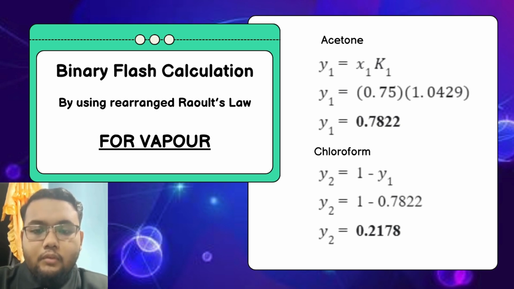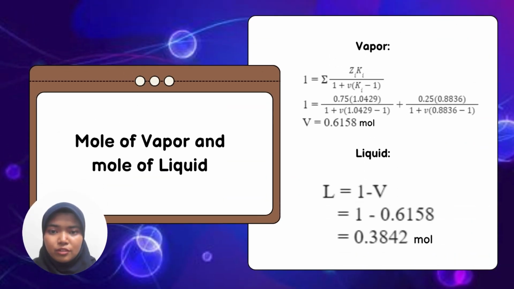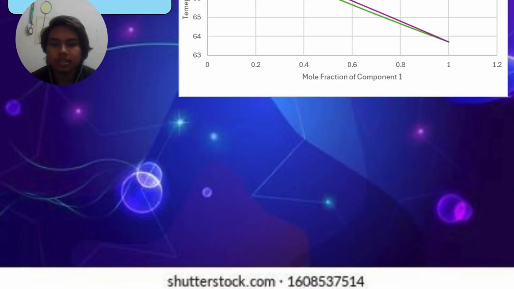And for the chloroform, the formula is Y2 equal to 1 minus Y1. So the value of Y2 is 0.2178 mole of chloroform. Next, we must find the mole of vapor and mole of liquid. For the vapor, we use the formula 1 equal to the sum of ZiKi over 1 plus V bracket Ki minus 1 and got the answer 0.6158 mole. And for liquid, we use the formula 1 minus V and got the answer 0.3842 mole.